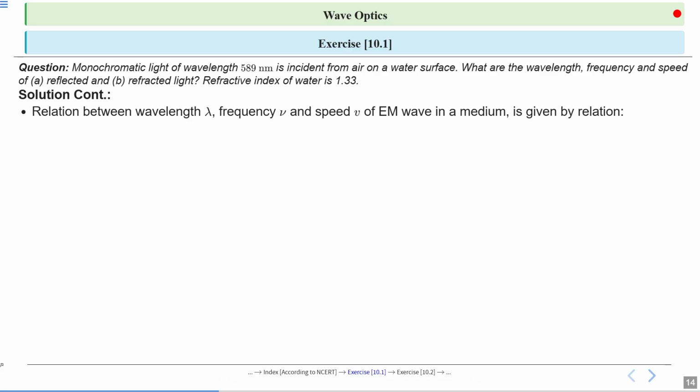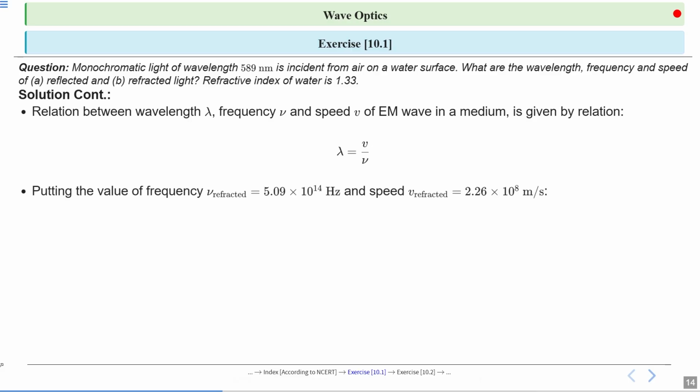So the relationship between wavelength, frequency, and speed of electromagnetic waves in a medium is a fundamental concept in wave optics. The equation we use to describe this relationship is lambda equal to v upon nu, where lambda is the wavelength, v is the speed of light in the medium, and nu is the frequency.